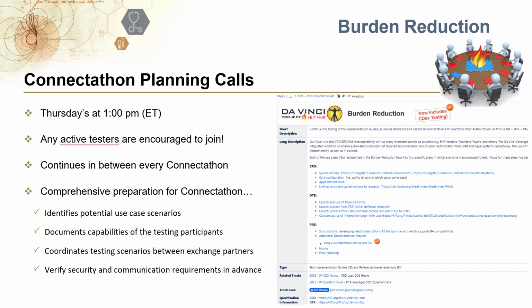This allows us to verify any security communication requirements in advance. We don't want to get to an in-person Connectathon and spend the first part of the Connectathon, as anyone that's been there knows, it's 2 days, but it's really a day and a half. We don't want to spend that first Saturday just working through firewall issues before we can actually test burden reduction. So this helps us identify the exchange partners, the scenarios being tested, then they can validate that they have all the authentication and credentials necessary and so forth.